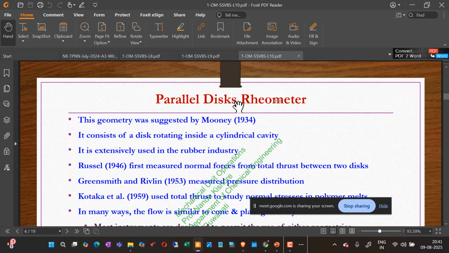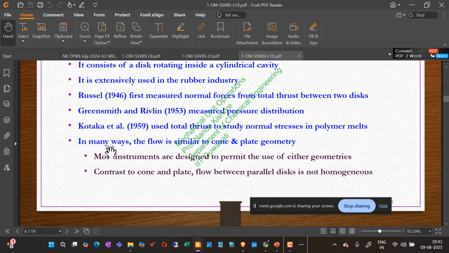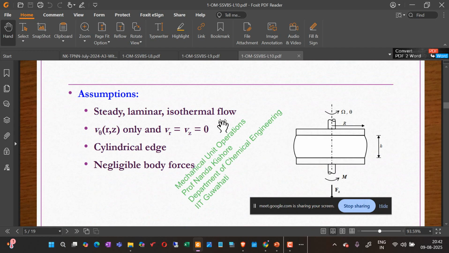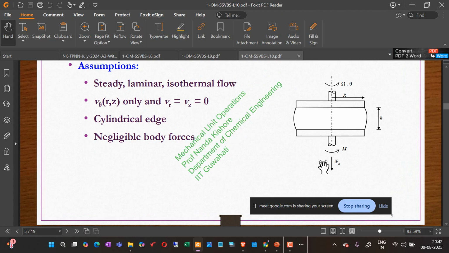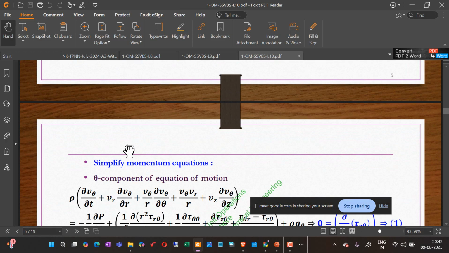Okay, so parallel disc rheometer for now we are considering, and most instruments are designed to permit the use of either geometries, and in contrast to cone plate, flow between the parallel disc is not homogeneous, right? And this is the geometry that we were talking about, and here you have this steady laminar flow and isothermal condition as same. V theta, r, z will be there, so you are considering the cylindrical coordinate, and then this negligible body force you are considering for your problem.